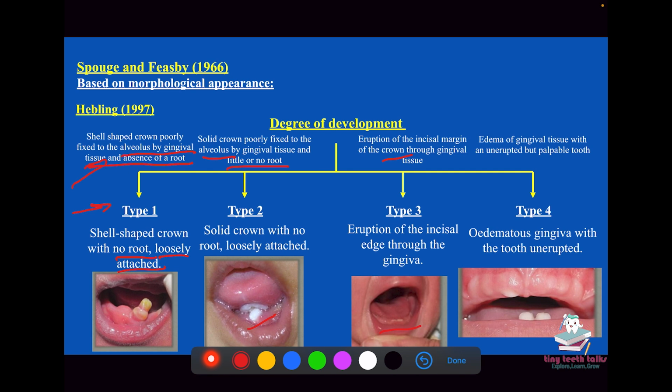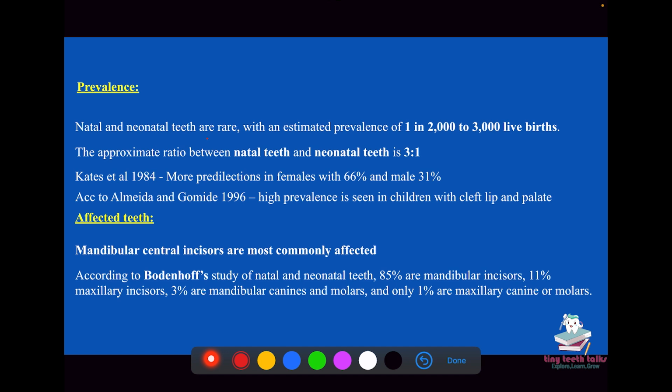In type 4, edematous gingiva with the tooth unerupted: edema of the gingival tissue with an unerupted but palpable tooth. So the gingiva becomes swollen and inflamed in this category, which is edematous over a tooth that has not yet emerged into the oral cavity. Let me tell you a small story of the history of natal teeth.